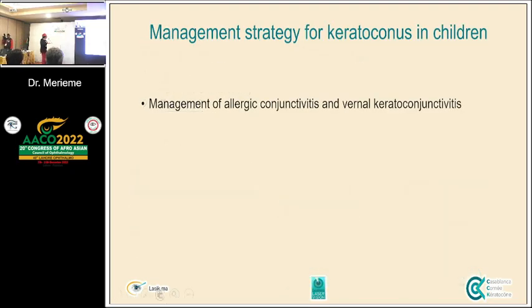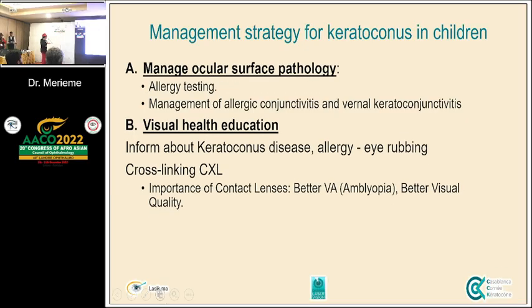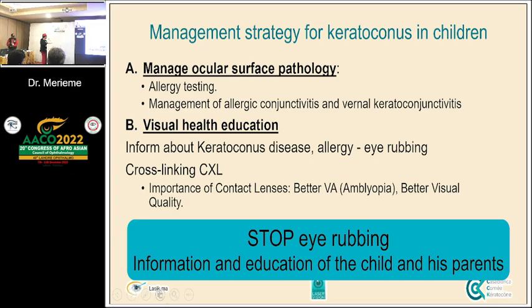So the management strategy for keratoconus in children: we must first manage ocular surface pathology, allergic testing, management of allergic conjunctivitis. Secondly, we do visual health education. It's very important to inform about keratoconus disease, allergy, eye rubbing, cross-linking, impulse of contact lenses, and to stop eye rubbing, with information and education of the child and his parents.